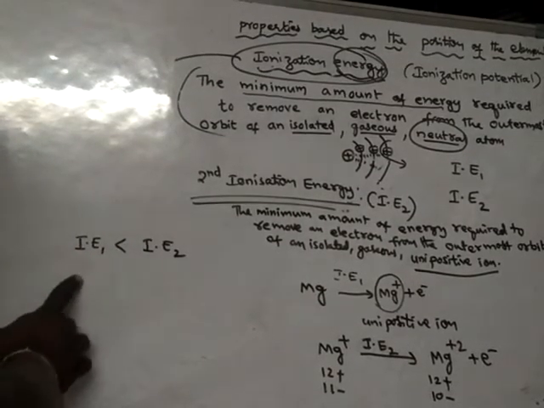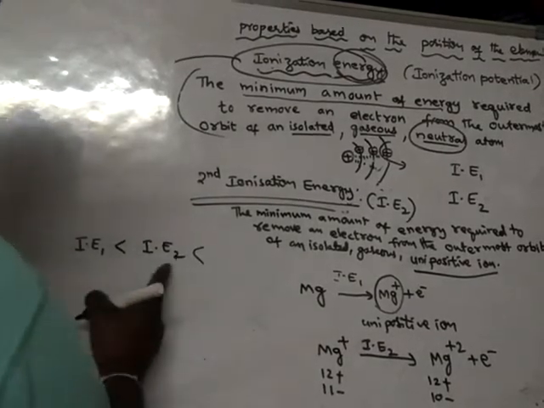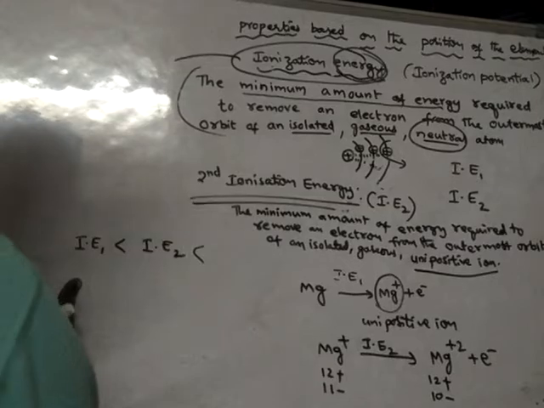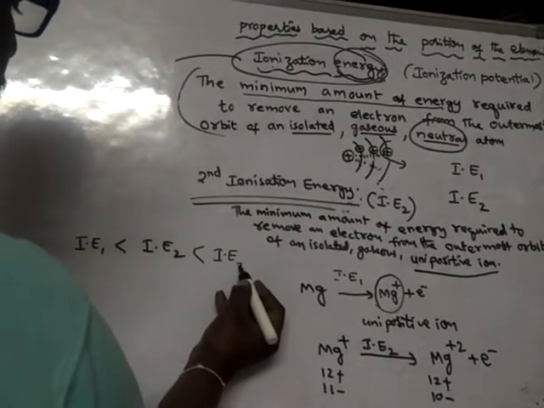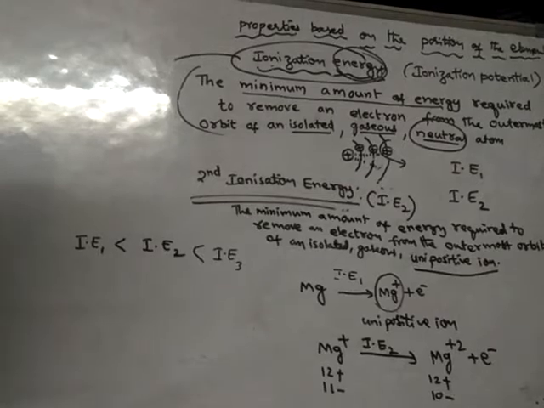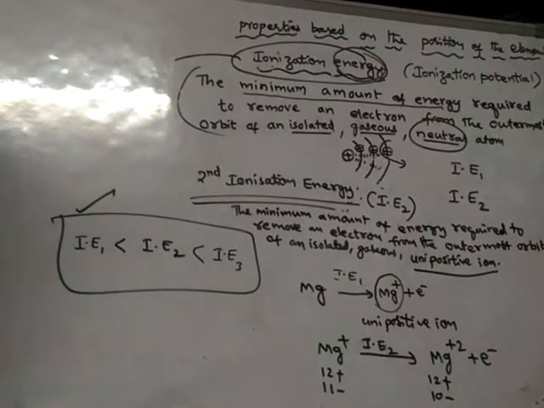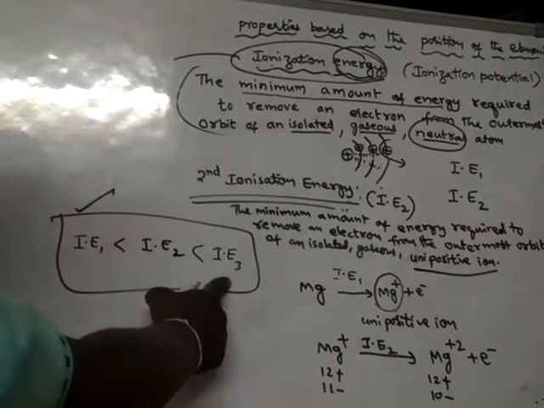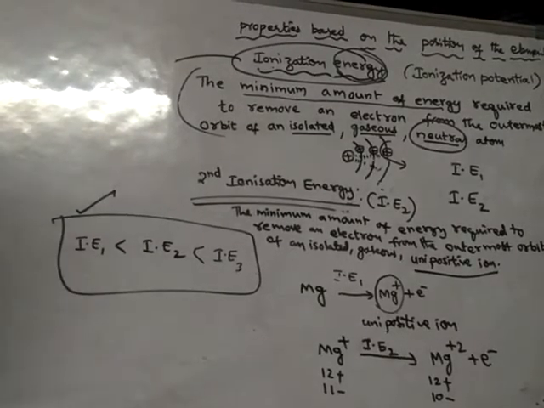So remember that second ionization energy is greater than first ionization energy. And if there are 3 electrons, removal of the third electron will require more energy than removal of the second electron. This order is most important. Always third ionization energy is greater than second ionization energy, and second ionization energy is greater than first ionization energy.